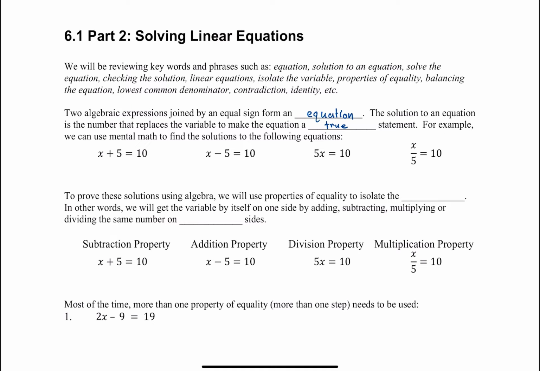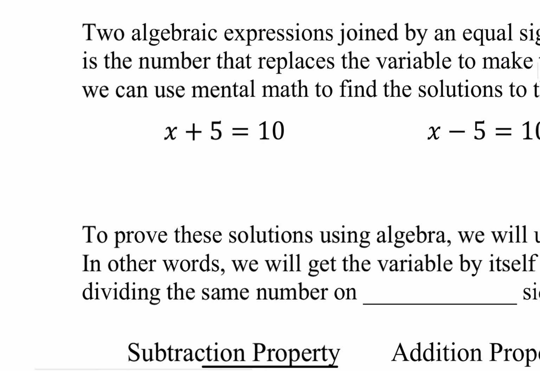For example, we can use mental math to find the solution to the following equations. If you just look at this as x plus 5 is equal to 10, you think about what x is. Well, if I replaced x with 5, we would end up with 5 plus 5 is equal to 10. So it's pretty easy to just say the solution here is x equal to 5. Let's maybe start using these basic examples to be systematic. How would we approach this systematically?